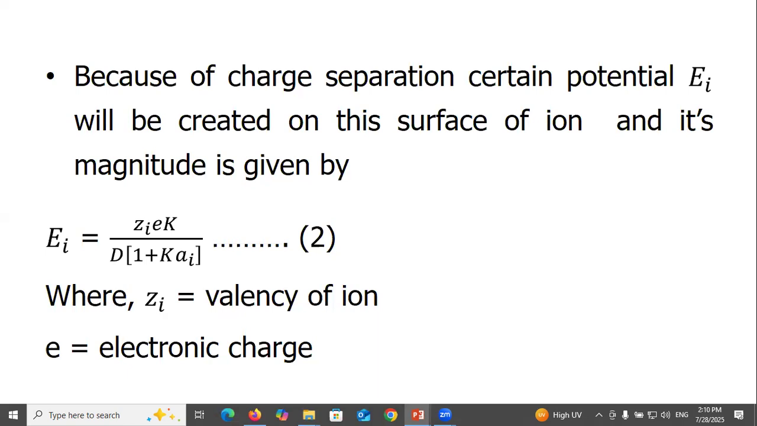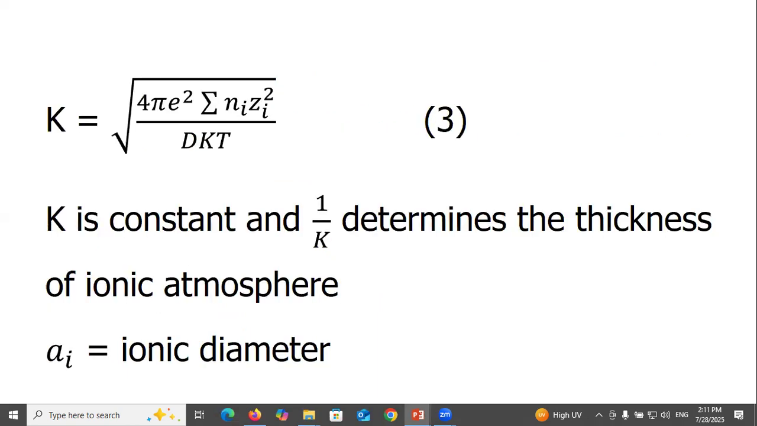over D, 1 over kai, equation 2, where zeta i is the valency of the ion and e is the electronic charge. K equals root over 4 pi e squared summation ni zeta i squared over DkT. K is a constant and 1 over K determines the thickness of the ionic atmosphere, and ai is the ionic diameter.